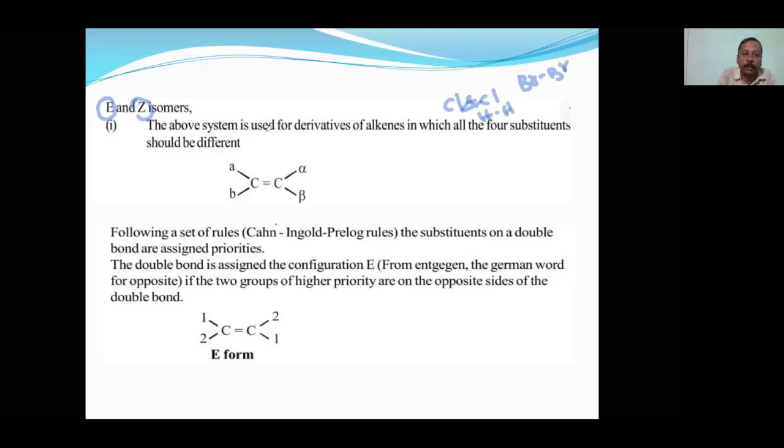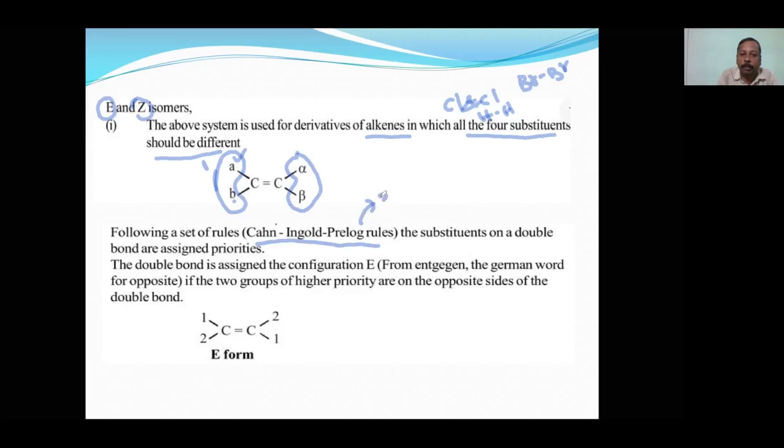So the above system is used. The EZ system is used for derivatives of alkene in which all four substituents are different. See here, one is A, one is alpha, one is B, and another is beta. So you cannot say which is cis and which is trans. Then what we will do, we will give a numbering to these two, and a numbering to these two. Let us take this as high preference. That preference order is given by the Cahn-Ingold-Prelog rules.